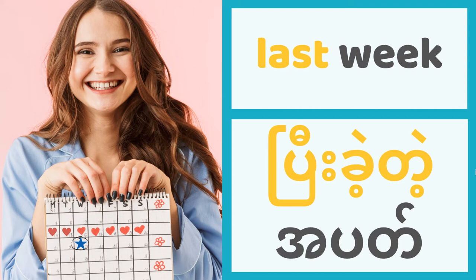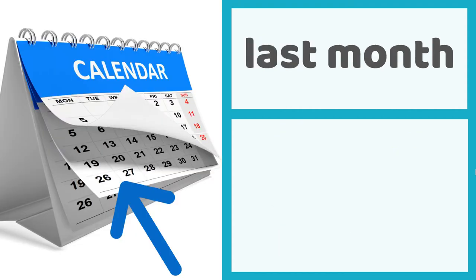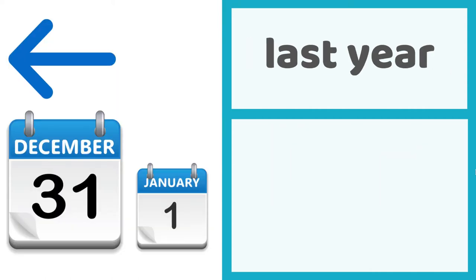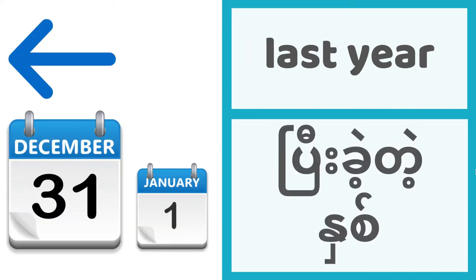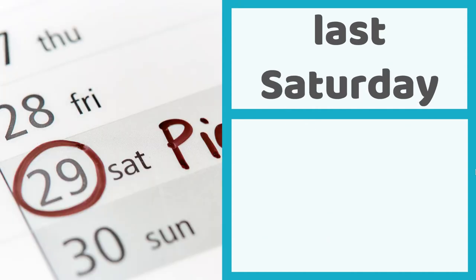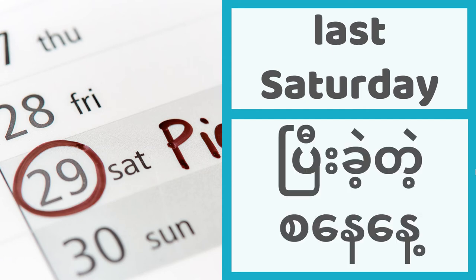In which case, using the same word, how would we say last month? Bikere la. Right. What about last year? Bikere ni. Perfect. We can use the same word for days of the week too. For example, last, say, Tuesday. Bikere ingani. Easy, right? So how would we say last Saturday? Bikere sanini. Yep, you got it.